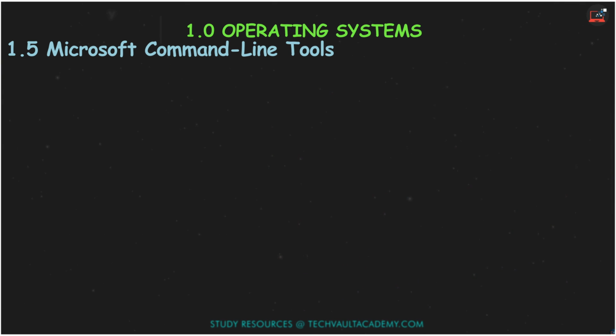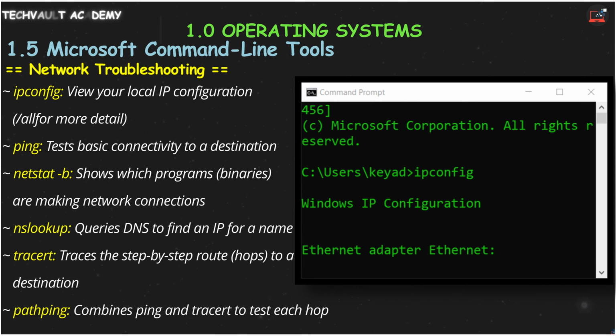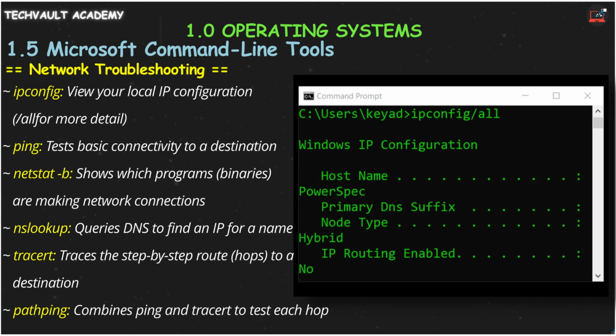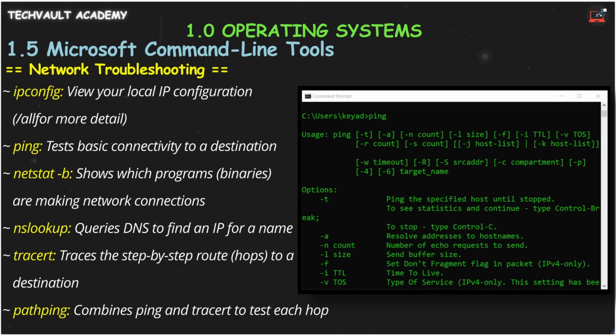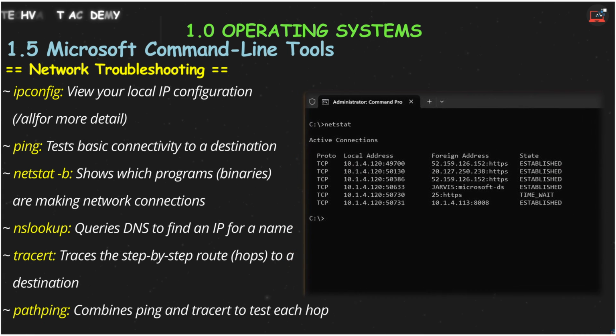Now for the crucial network troubleshooting tools. ipconfig shows your IP address, subnet mask, and gateway. Use ipconfig /all to see even more details, like your MAC address and DNS servers. Ping is your go-to tool to test basic connectivity to another device. Netstat, or network statistics, shows all active connections. Use netstat -a to see all connections and netstat -b to see which program or binary created the connection. This one requires an elevated prompt.